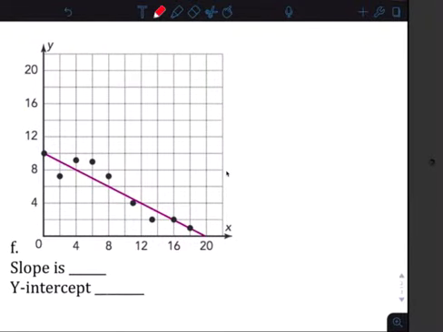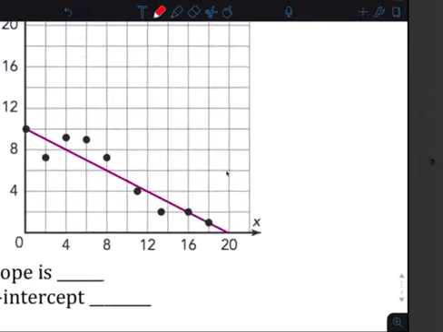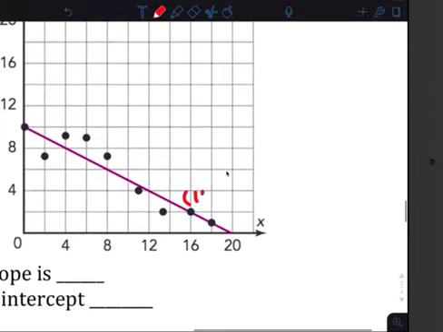Okay, so they want to find slope. You can only use dots that are on the line. So I like this dot right here. This is 16 and this is 2 here. And then, oh, I also like this one right here. That's a nice one. Yeah, I'll use that one. 8 and here's 6.